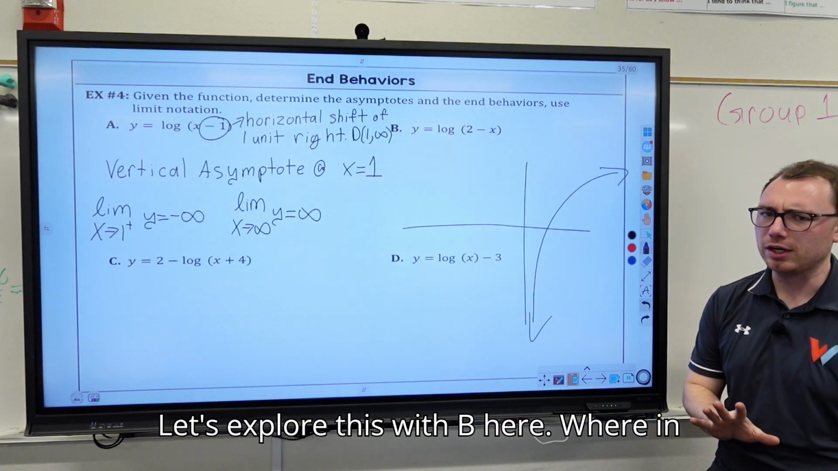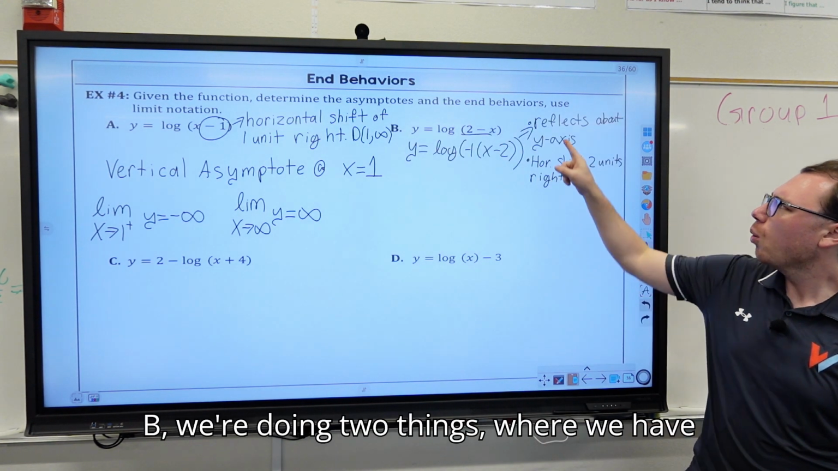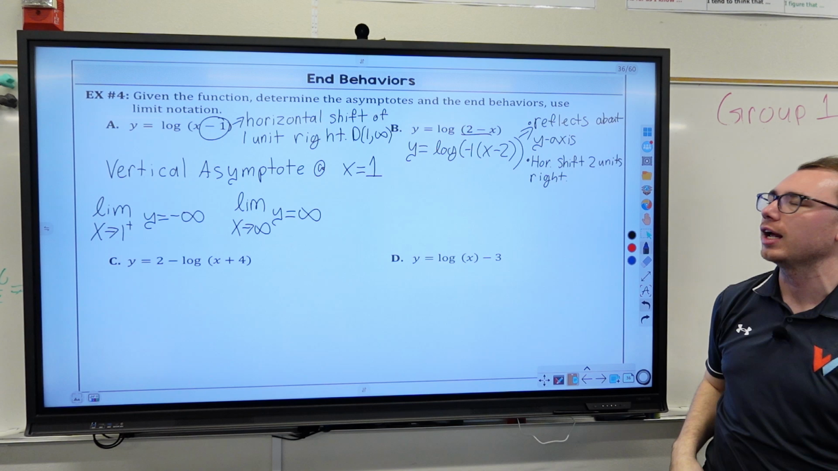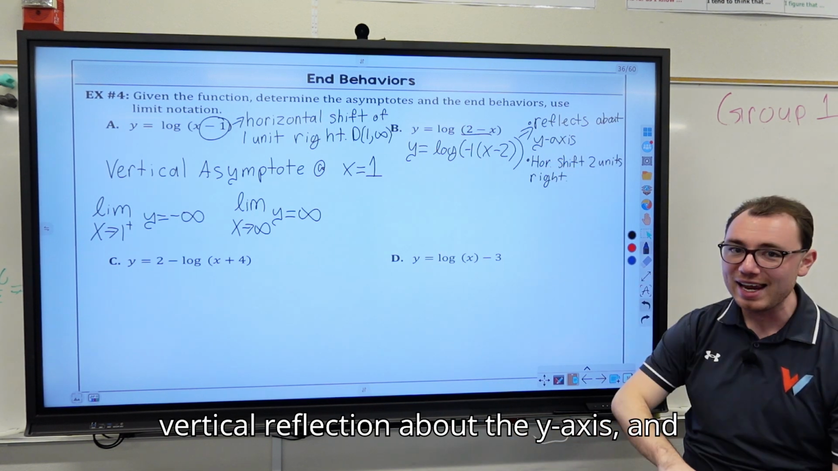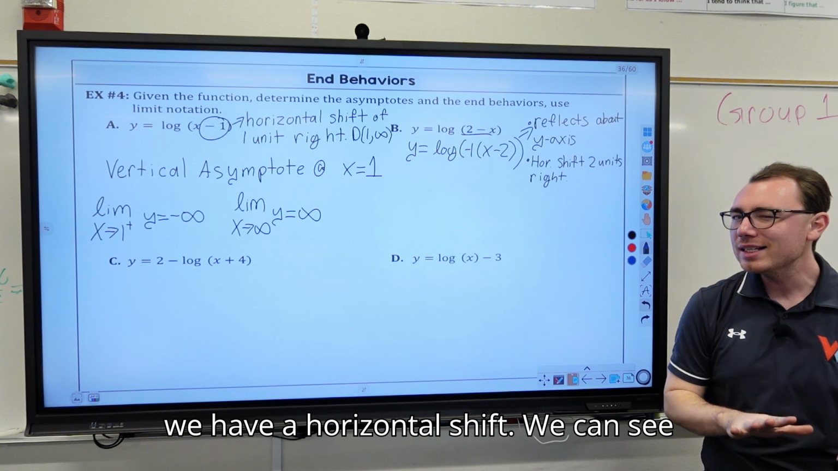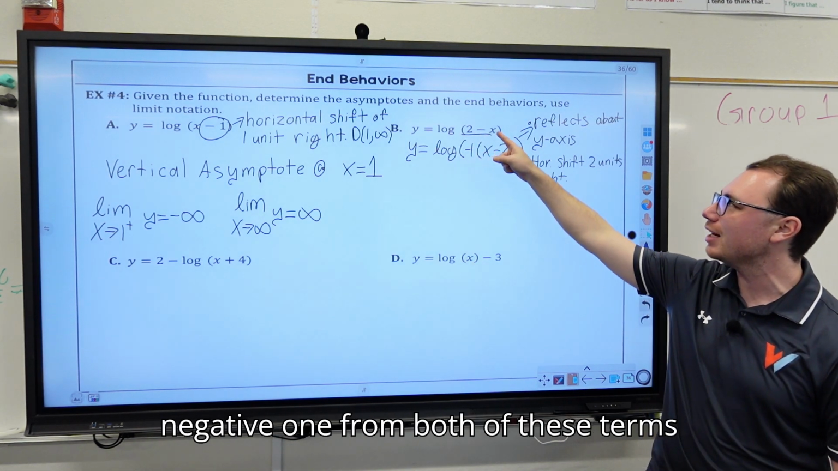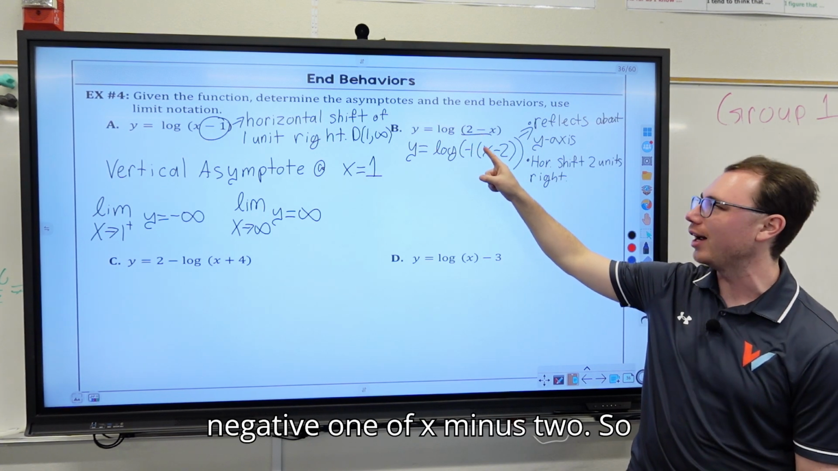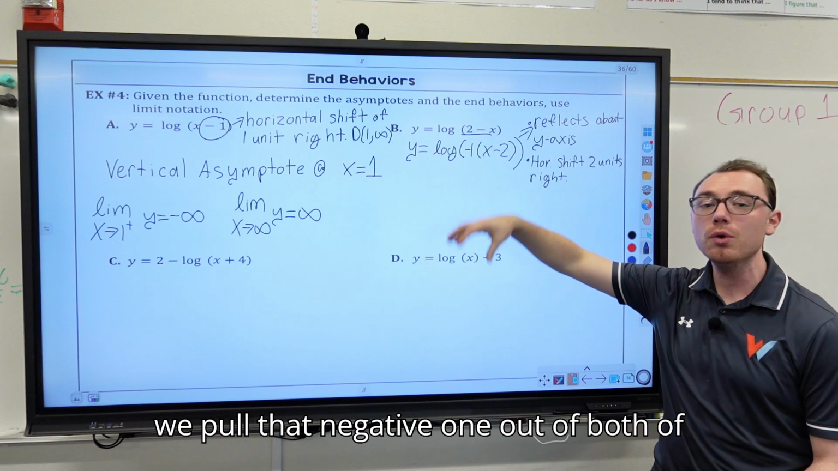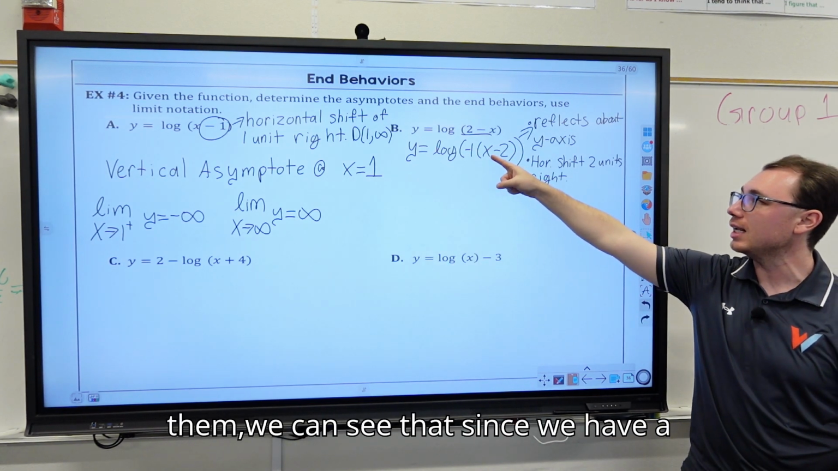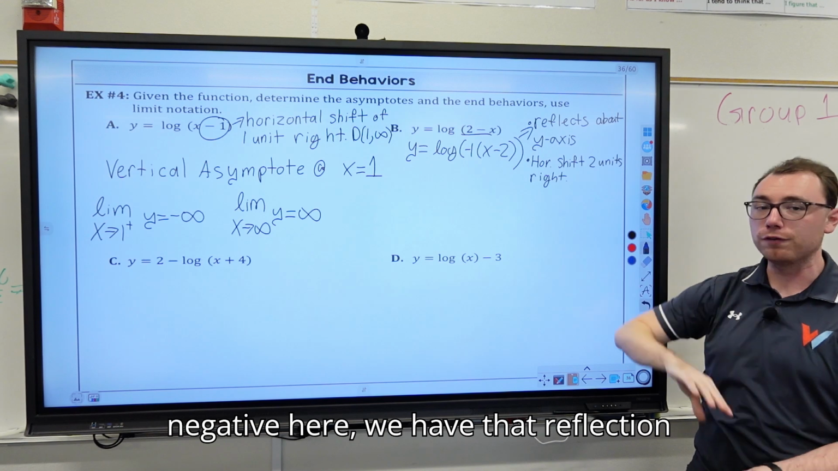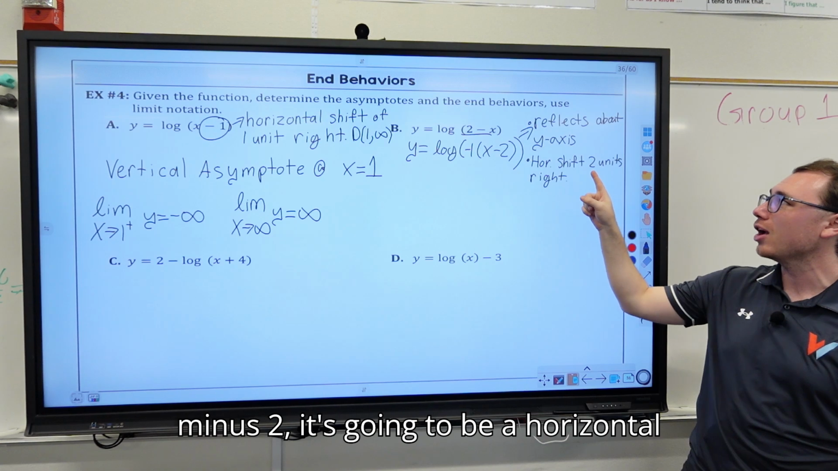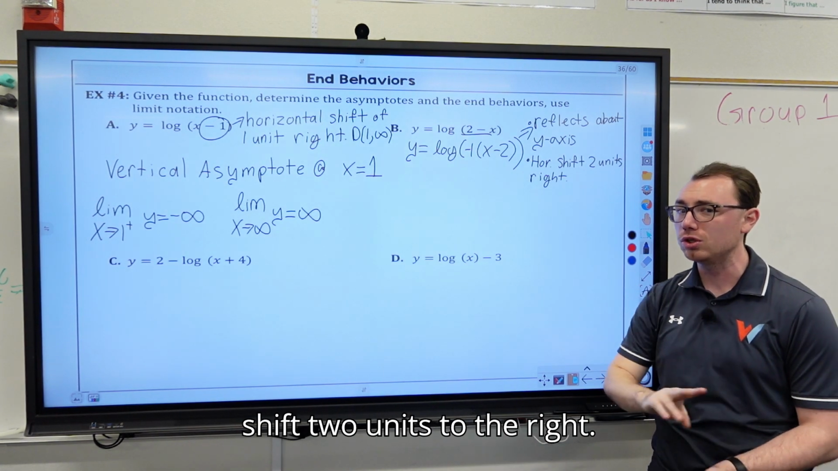Let's explore this with B here, where we're doing 2 things. We have a reflection about the y-axis, and we have a horizontal shift. We can see this a little cleaner if we pull a -1 from both of these terms inside the parentheses to get log of -1 times (x minus 2). So we pull that -1 out of both of them. We can see that since we have a negative here, we have that reflection about the y-axis, and since we have a -2, it's going to be a horizontal shift 2 units to the right.